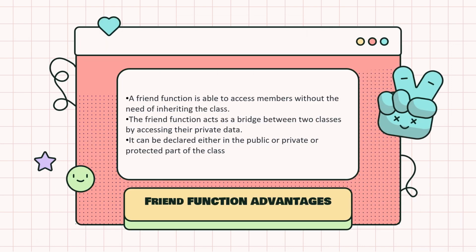Now we have three advantages of friend functions. First, we are able to access a member without the need of inheritance. Of course, it is an important part of a friend function. Next, it acts as a bridge between the two classes by accessing their private data. It can be declared either in the public, private, or protected part of the class. So this is all about the advantages.